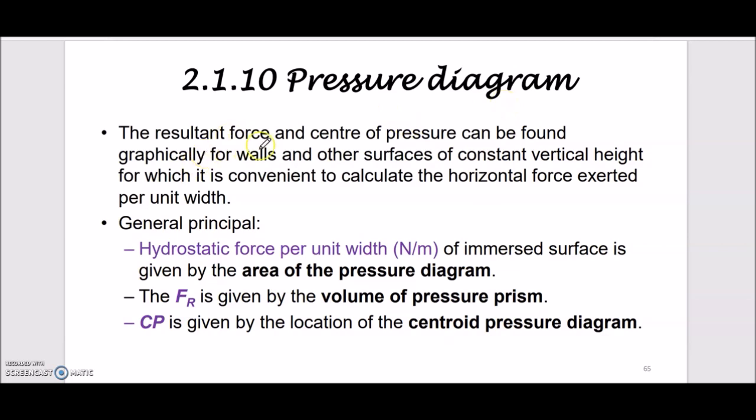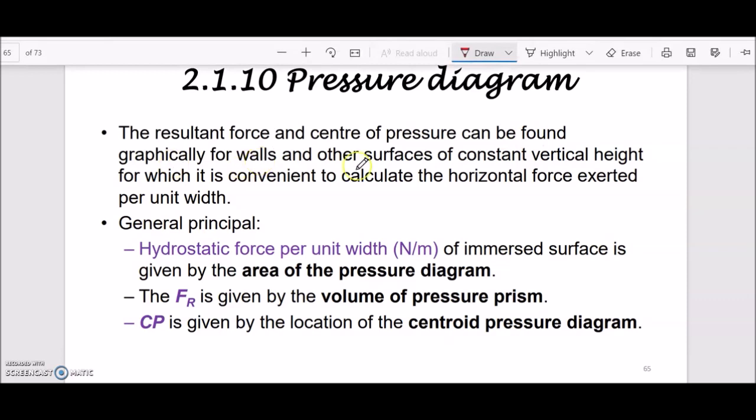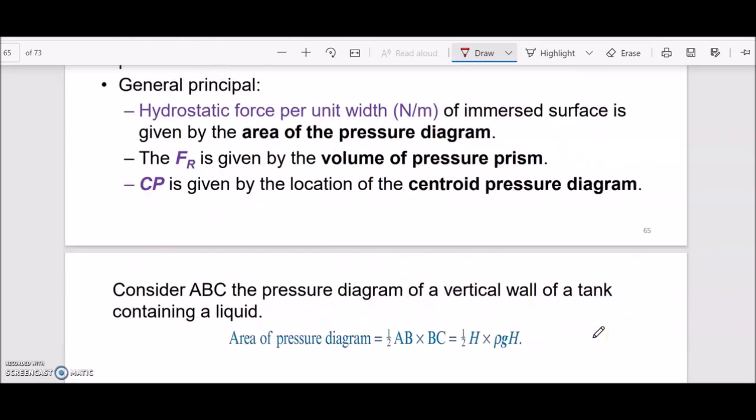The resultant force and center of pressure can be found graphically for walls and other surfaces of constant vertical height, which is convenient to calculate the horizontal force exerted per unit width. So for the general principle, hydrostatic force per unit width, that is Newton per meter of immersed surface, is given by the area of the pressure diagram. So the resultant force is given by the volume of the pressure prism, and the center of pressure is given by the location of the centroid of the pressure diagram.